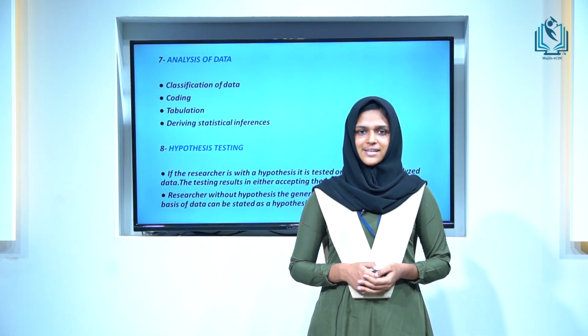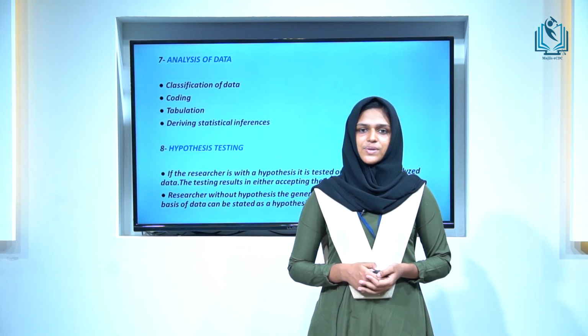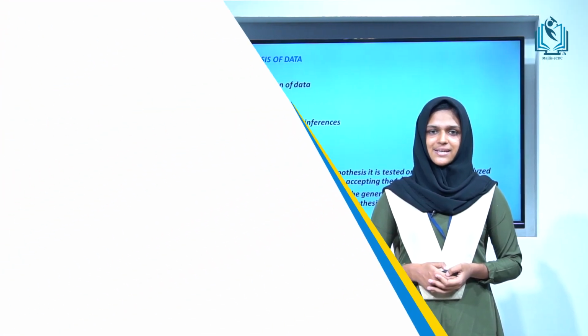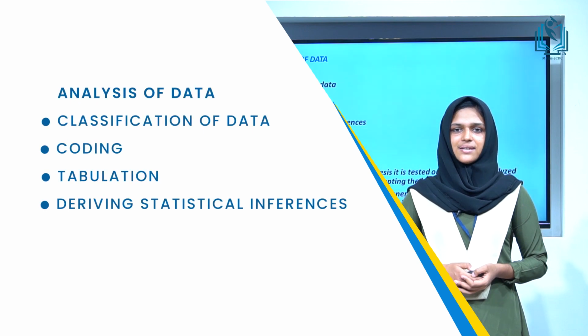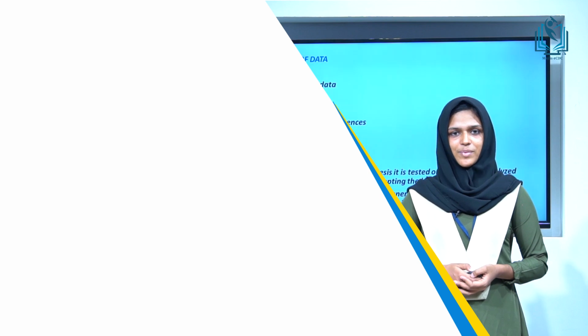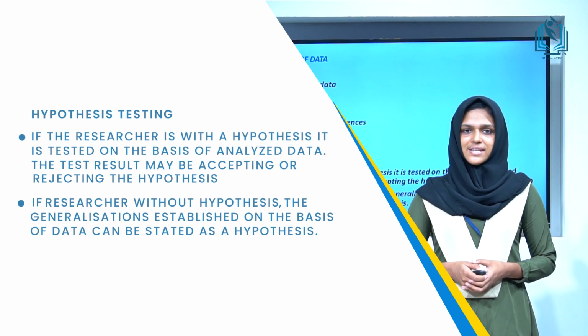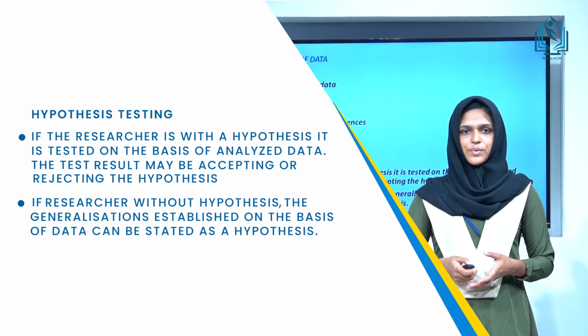After collecting the data, the researcher has to engage in the analysis of the data. It involves closely related operations like classification of the data, tabulation, coding, and deriving statistical inferences. After tabulations, various percentages can be calculated with the use of statistical formulae. After analyzing the data, the researcher can check whether his hypothesis is proven or not. This is the eighth step of the research, hypothesis testing.